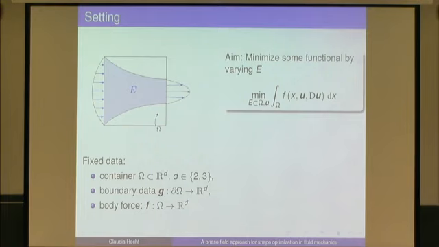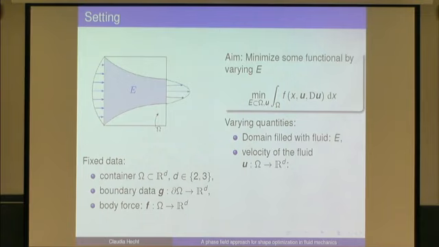And you see here the functional we minimize depends mainly on u and on the derivative of u, and u is the velocity of the fluid. So as we change the domain filled with fluid, also the behavior of the fluid changes. And the behavior of the fluid is in our case described by its velocity. And the velocity is denoted by u and is defined on the whole of omega, even though there's only fluid on a part of omega.